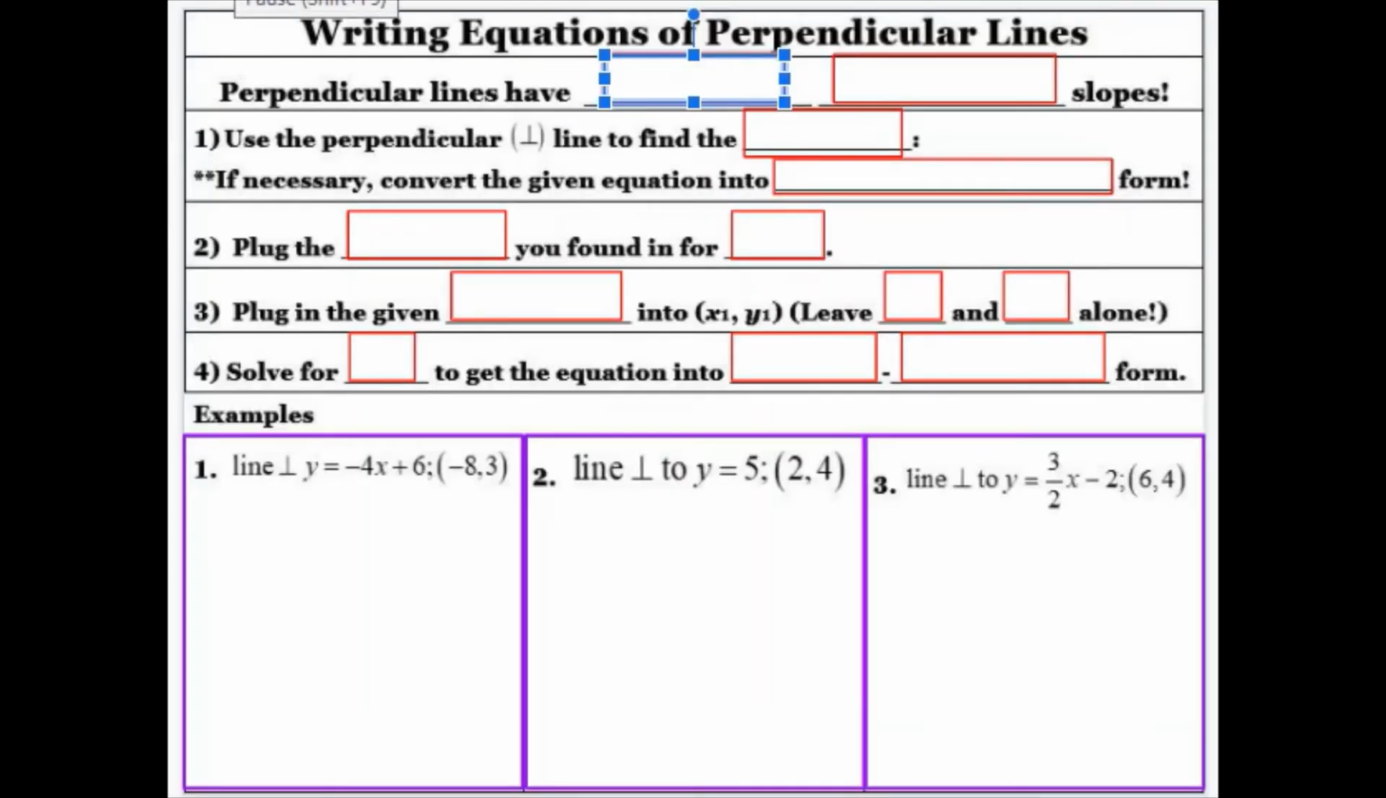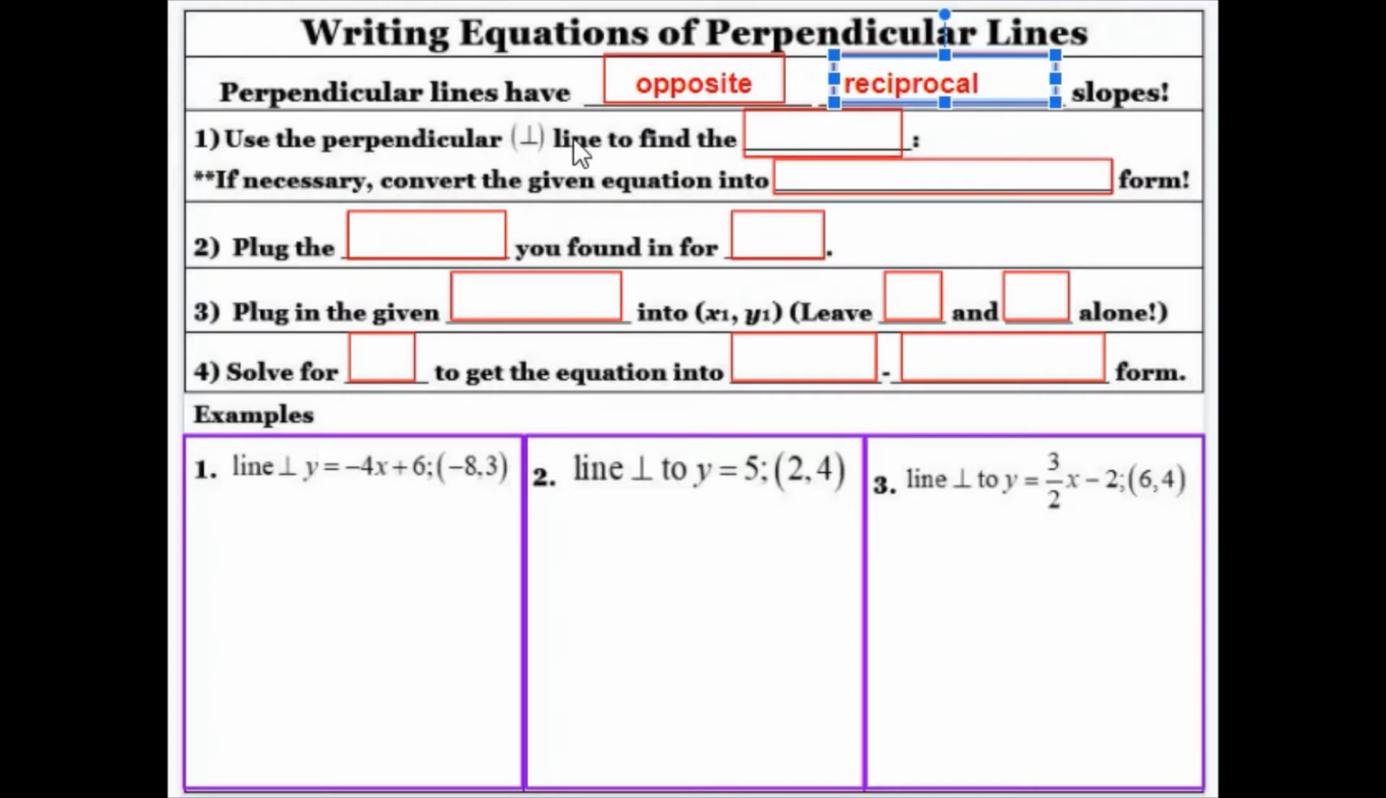So if I want to write the equation of perpendicular lines, the first thing I'll think about is the fact that perpendicular lines have opposite reciprocal slopes. So opposite means we'll change the sign. If it's positive, I'll make it negative. If it's negative, we'll make it positive. And reciprocal means we're taking that fraction and we're flipping it upside down. So if it's 2/3, the reciprocal is 3/2.